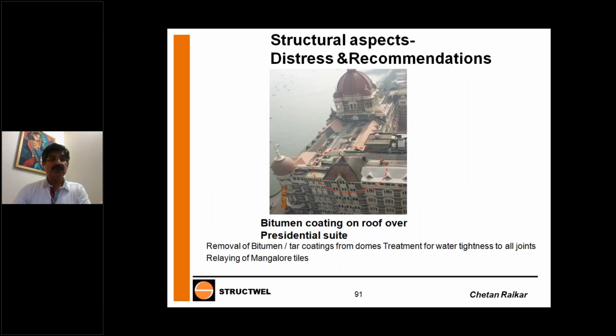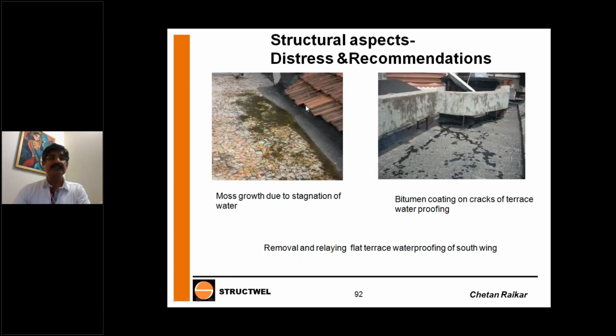Bitumen coating on the roof was totally damaged. We took that opportunity of restoring the bitumen coating. You can see the water stagnation. The entire waterproofing was redone.